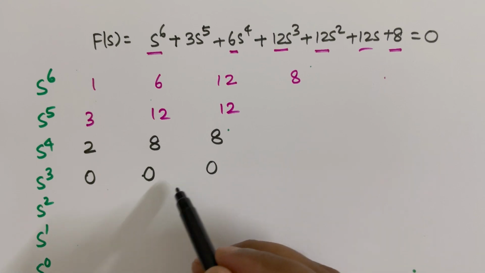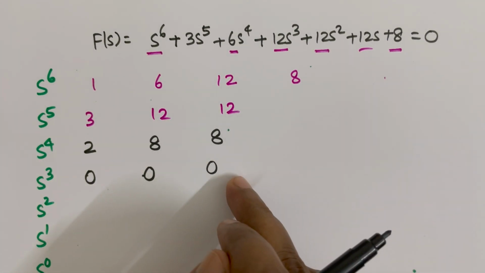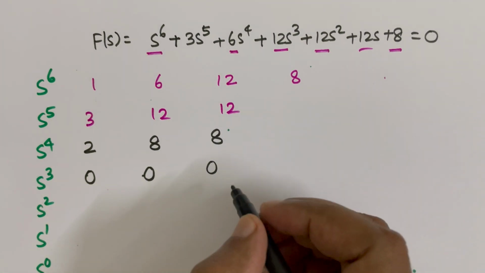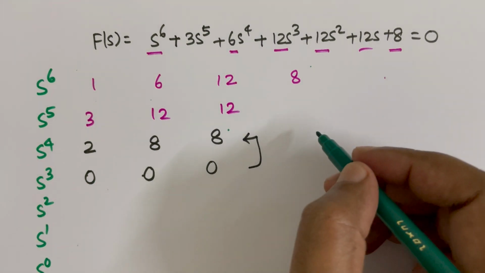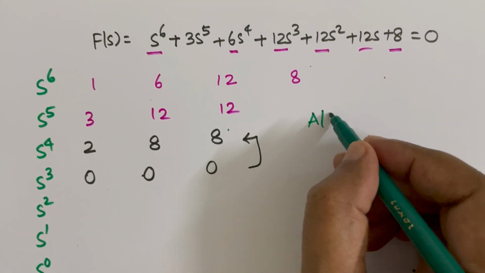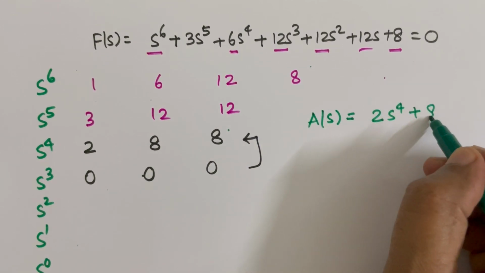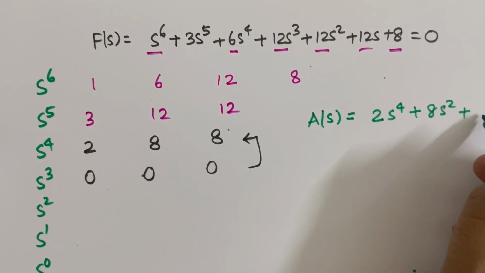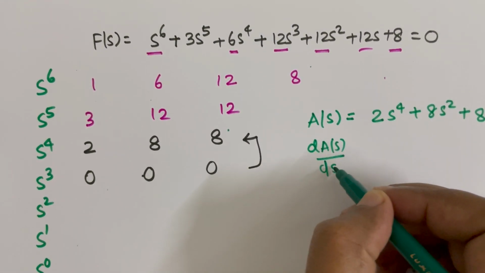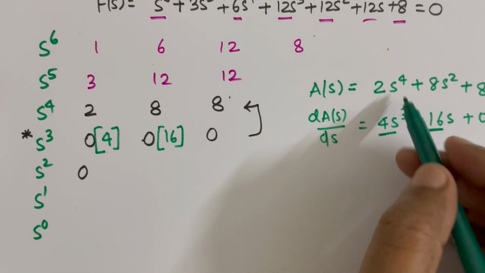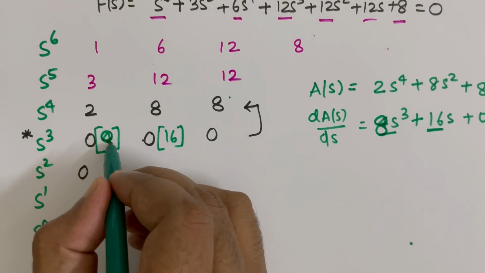So now we have to write the auxiliary equation over here because the entire term is 0 in a row. So go to the row before that and write that expression as the auxiliary equation A(s) equal to 2s to the power 4 plus 8s square plus 8. Take differentiation, dA(s)/ds, this should be 8s^3 plus 16s. So this term is basically 8.